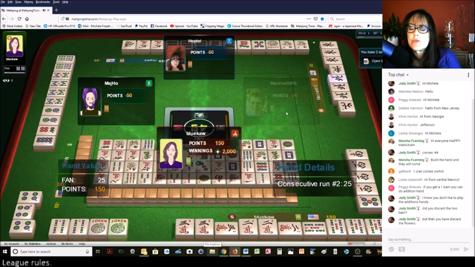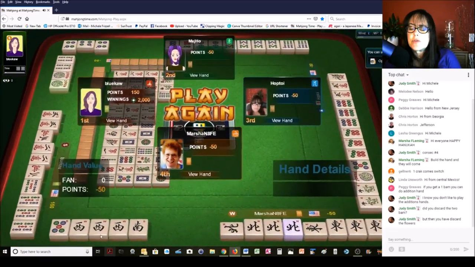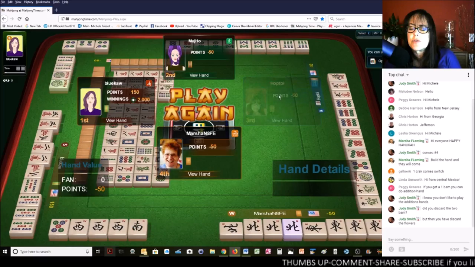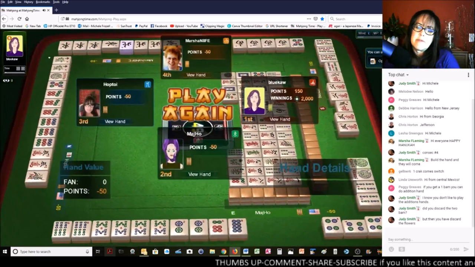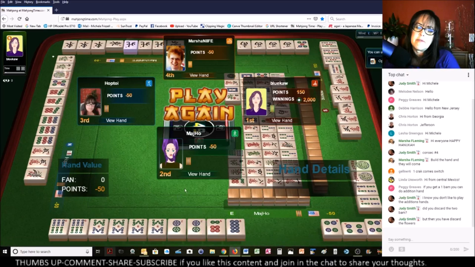That would be the second hand down under consecutive run. 2 suits. And Marsha needed to Kong the West and then be left with a pair. So she was 1 away. Very nice. And then we have a 2, 4, 6, 8. Pung, pung, kong, kong. This would be the second from the bottom under evens.